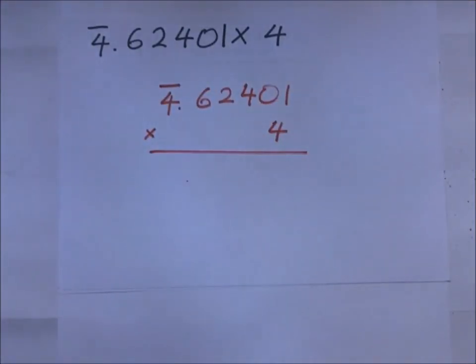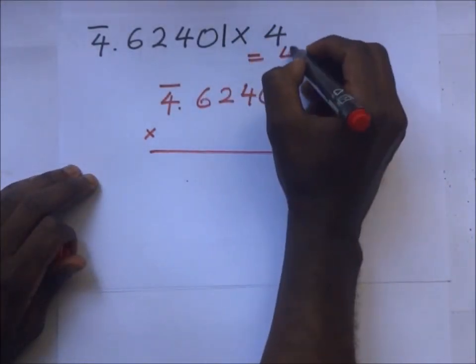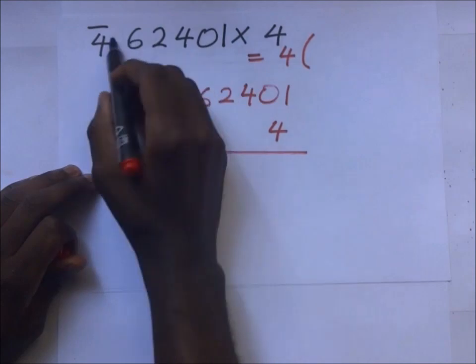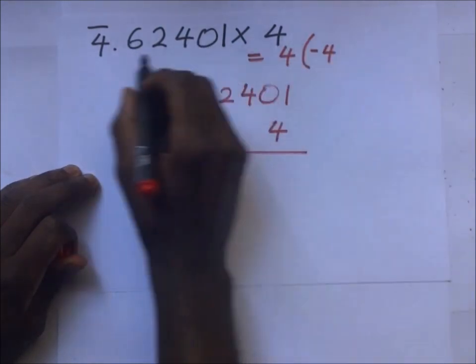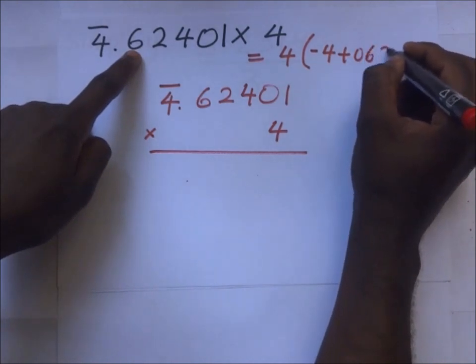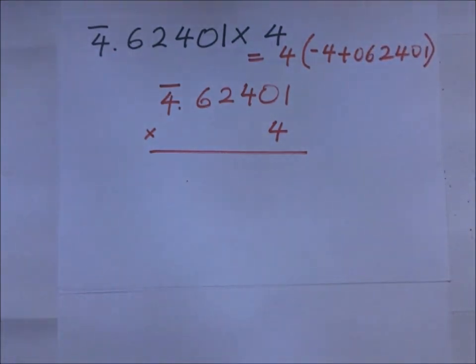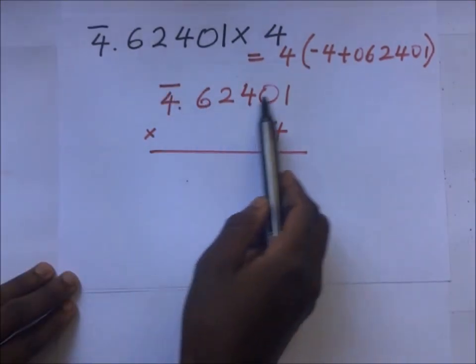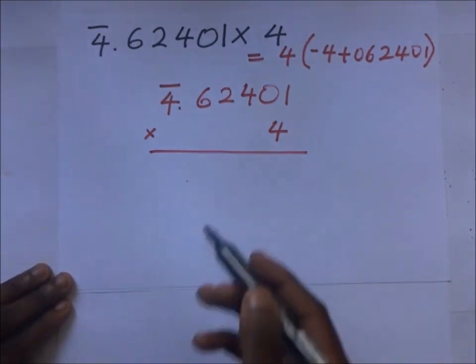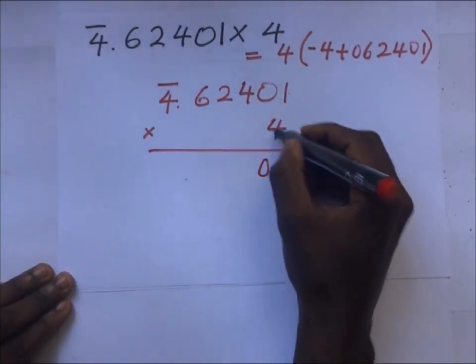Now still, when you're multiplying this, this is the same as saying 4 multiplied by negative 4 plus 0.6241. We are going to multiply the two independently. So this negative only affects this part. This is free of that. It's still positive. So it's 4 times 1 is 4. 4 times 0 is 0.